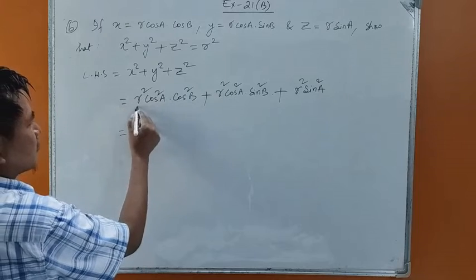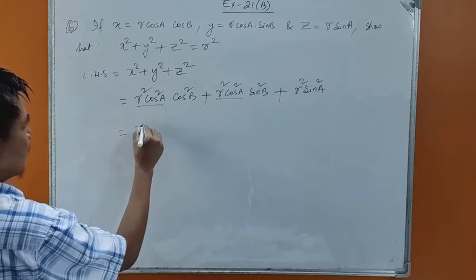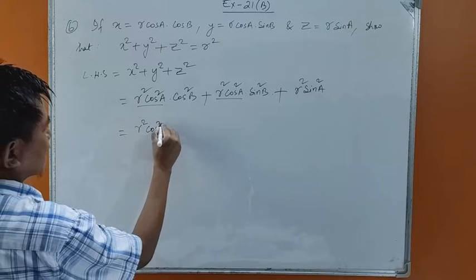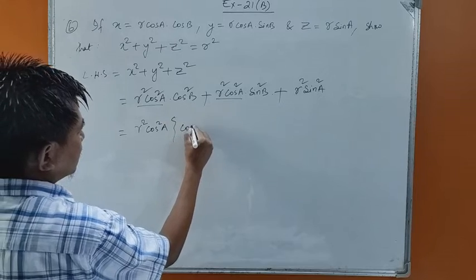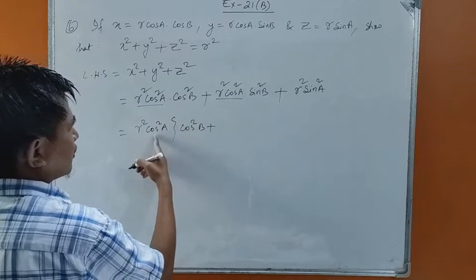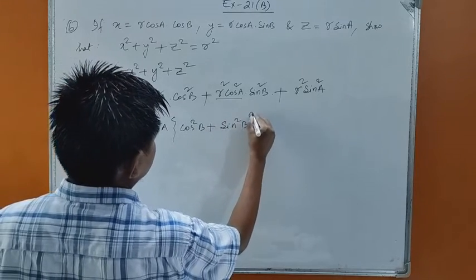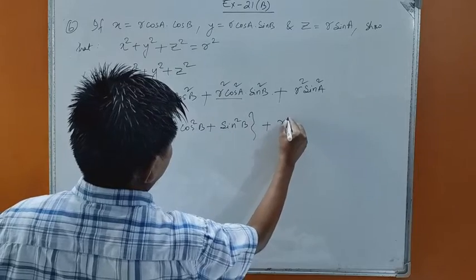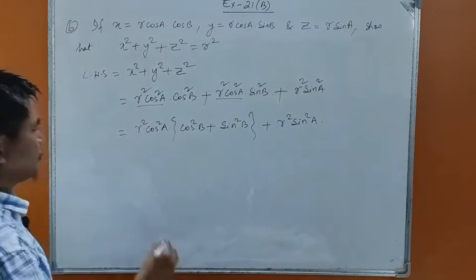R square cos square A is taken common. So within the bracket remains cos square B, plus this is taken common, so sin square B, sin square B plus r square sin square A. This should not be forgotten, okay.